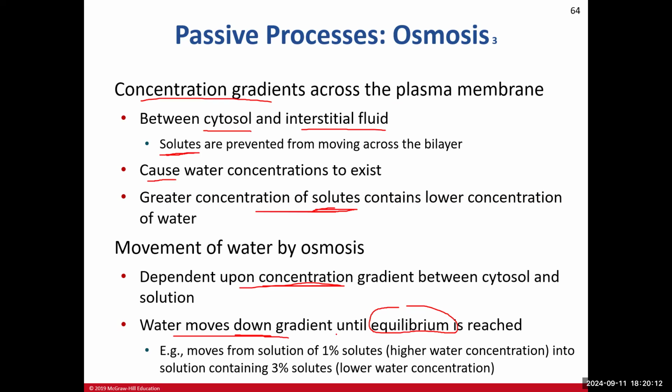But the area that has less solutes has higher water concentration, and the area that has a higher solute concentration is going to have a lower water concentration. For right now, just memorize that. An area that has more solutes will have less water, and an area that has less solutes in it will have a higher water concentration. And I'll show you why. We'll talk about some of those concepts, but right now, just memorize it. We'll touch back on that in a second.